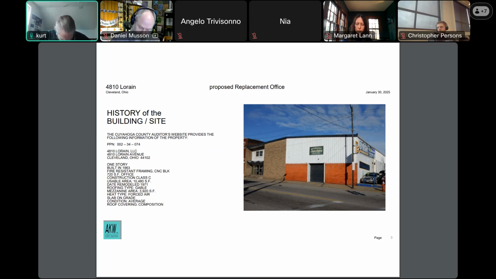It's a one-story building that was built in '63 of fire-resistant framing, concrete block. It had a 720 square foot office. Construction class C, usable area 10,480 square feet. It was remodeled in 1971. It had a mezzanine of 3,920 square feet. Forced air heat, slab on grade, average condition, and composition roofing. The photograph I was able to find on the website, I don't know what year, but Tommy, you can tell us how accurate that is relative to conditions pre-event. Next page, please.